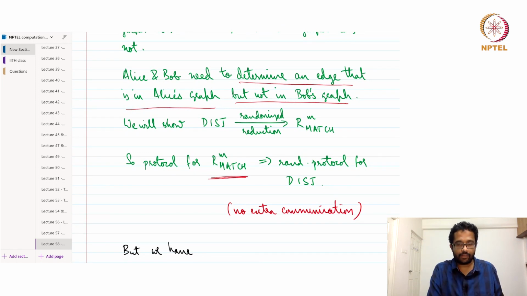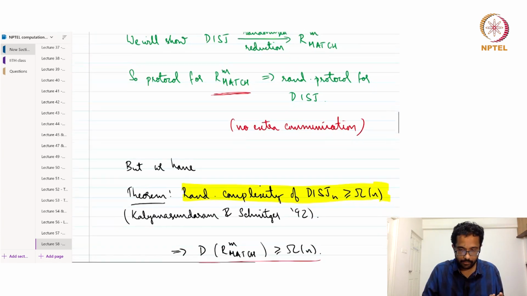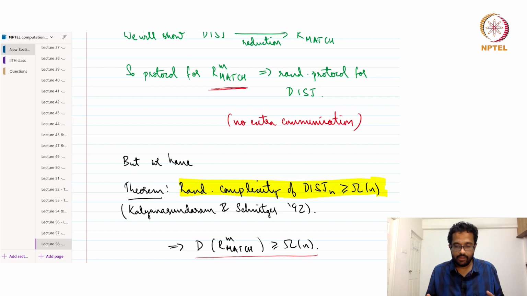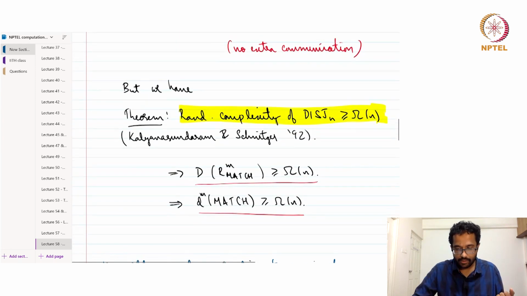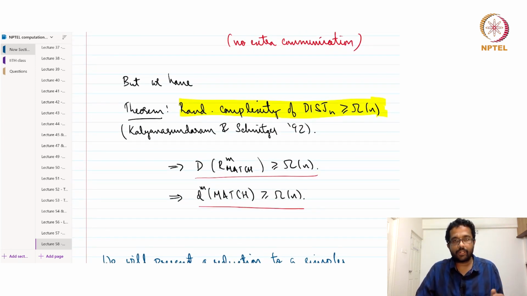So a protocol for R match gives a randomized protocol for disjointness with the same complexity because it involves no extra communication. But we know that randomized complexity of disjointness is at least linear. So the protocol for R match should also be at least linear. But by the Karchmer-Wigderson theorem, we know that the complexity of the protocol for R match is equal to the depth complexity of the function. So the monotone depth complexity of the matching function is also at least linear.